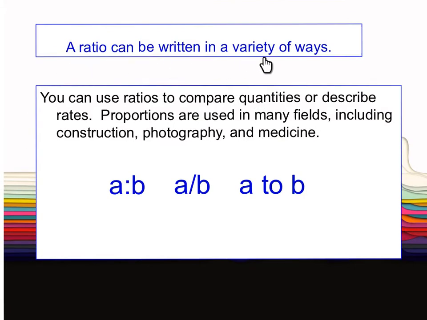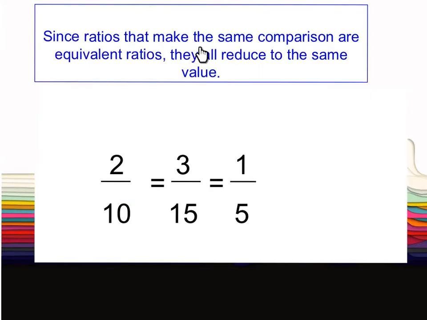A ratio can be written in a variety of ways. You can use ratios to compare quantities or describe rates. Proportions are used in many fields, including construction, photography, and medicine. Here are the different ways that you can write a ratio. They all mean the same thing, A to B, A to B, or A to B. Since ratios that make the same comparison are equivalent ratios, they all reduce to the same value. Like I showed you with the shaded rectangles, if you reduce 2 over 10 or 3 over 15, you will get 1/5. So these are equivalent ratios.